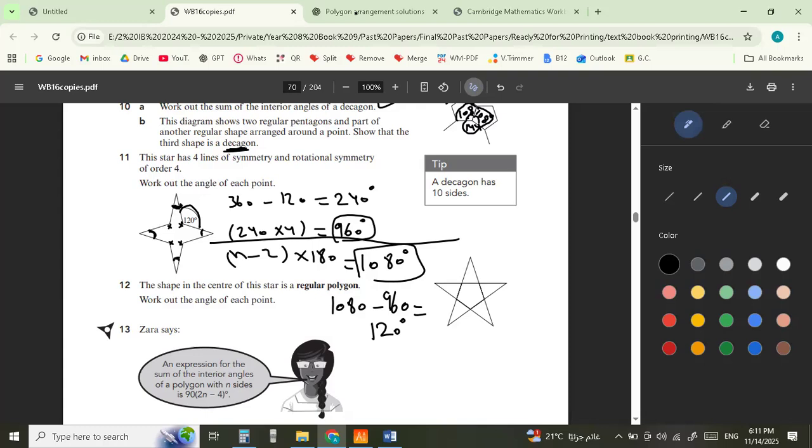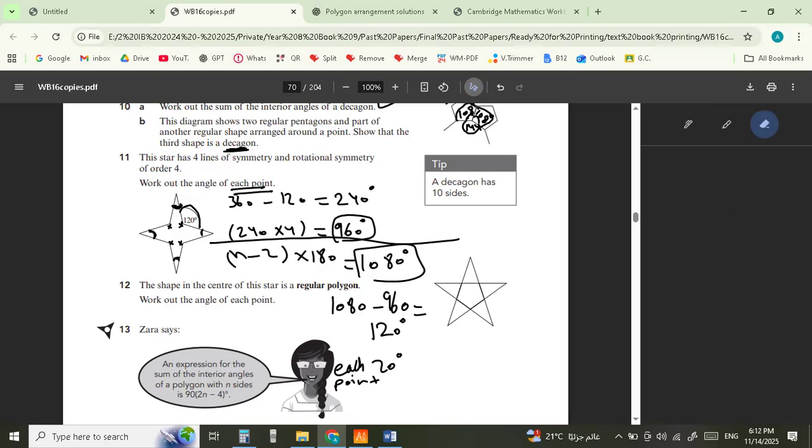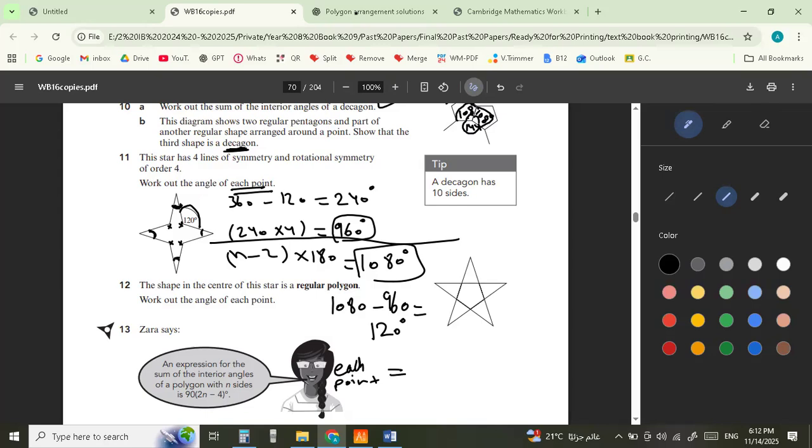That's the 4 of them. Yes, they want each point. So 120 degrees, that's for each point. I'm sorry because I'm doing it in a messy way because I don't actually have a copybook like you. You must have it and do it in an organized way. So each point: we found that the four of them are 120 degrees, over four, which is 30 degrees each point.